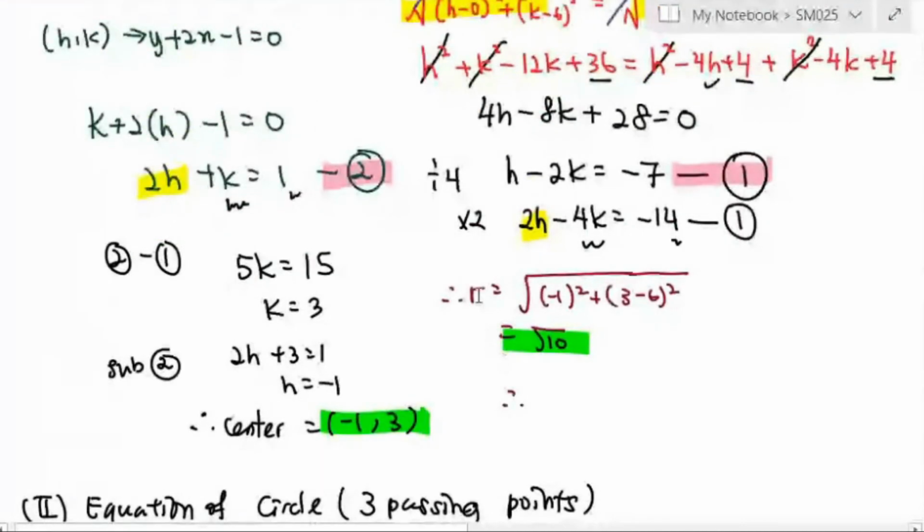Therefore, the equation of the circle will be x, where negative 1 becomes x plus 1 square, y equals 3, so y minus 3 square, equals the radius square. The square root squared will become 10. So that's our equation of the circle in standard form.